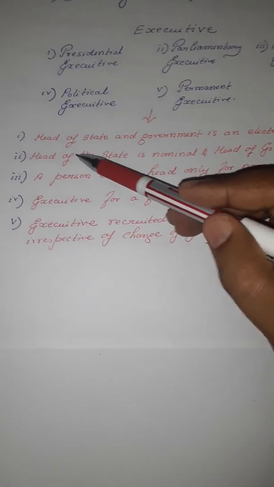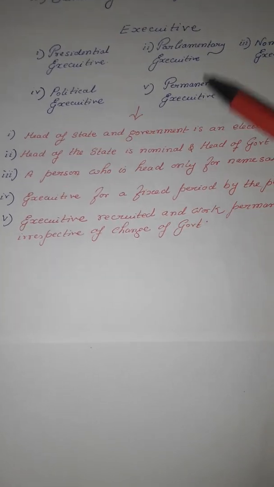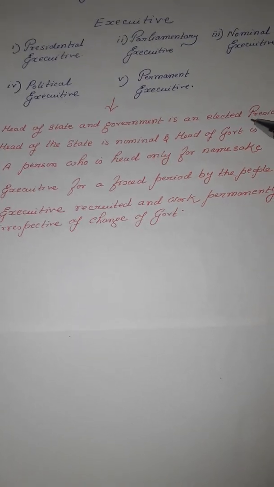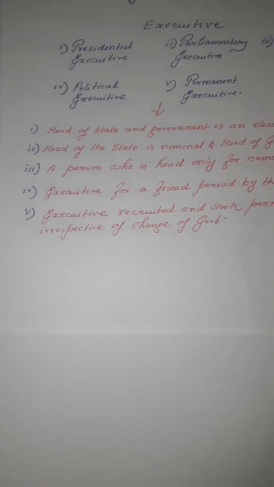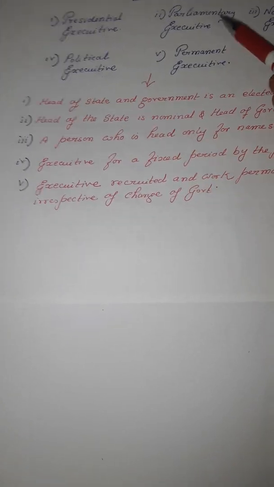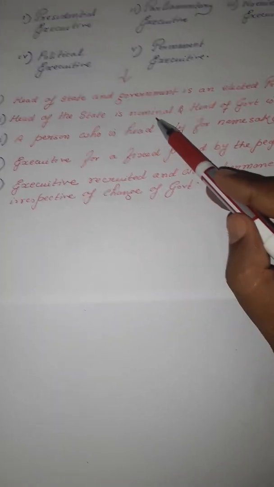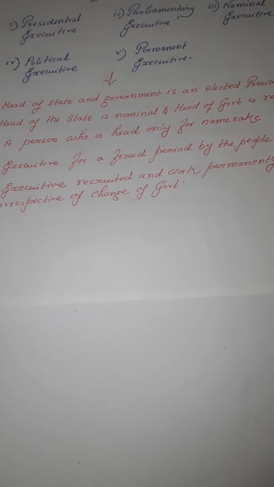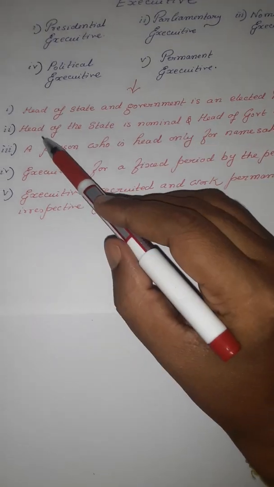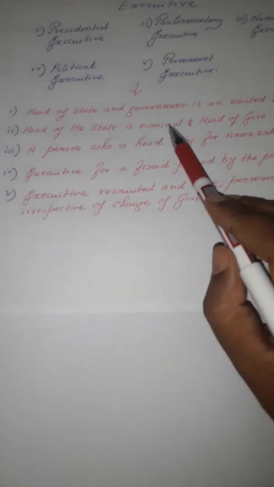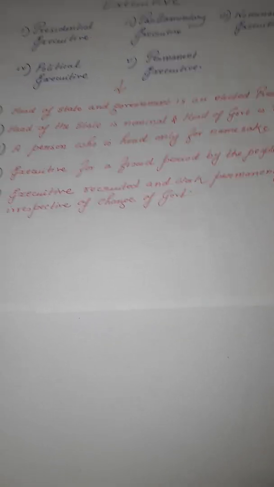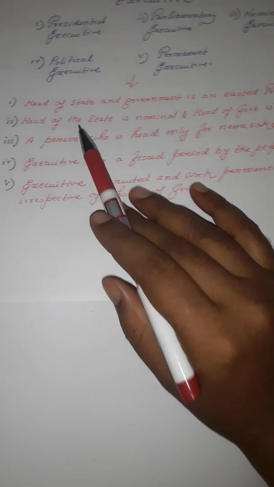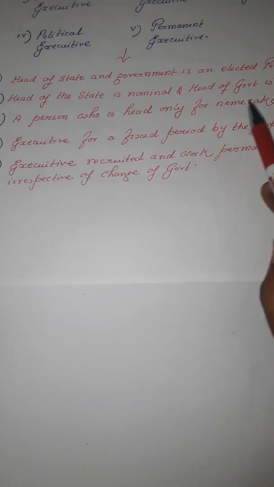Presidential executive generally means the head of the state and the government is an elected president. Example: the USA. Parliamentary executive means the head of the state is nominal and the head of the government is real. Take the example of India, where the head of the state is nominal, meaning the president, and the head of the government is real, meaning the prime minister.